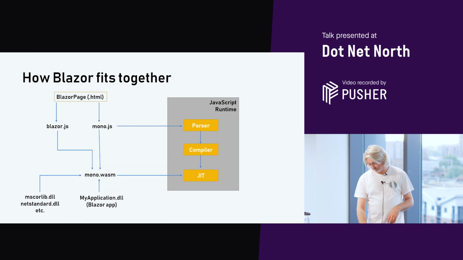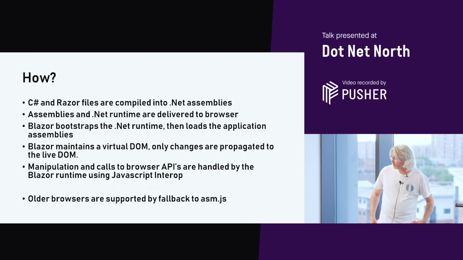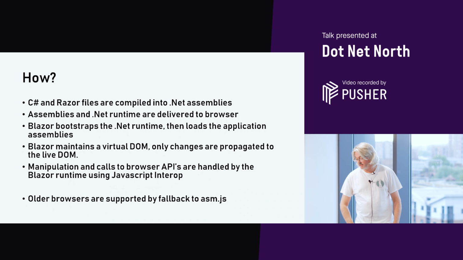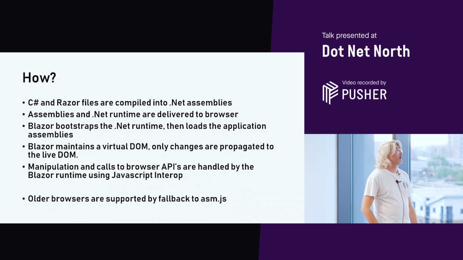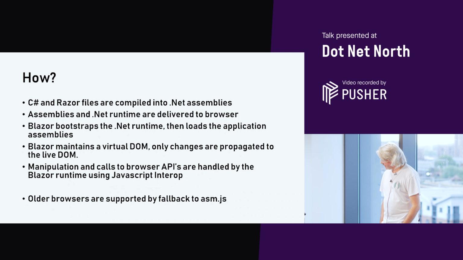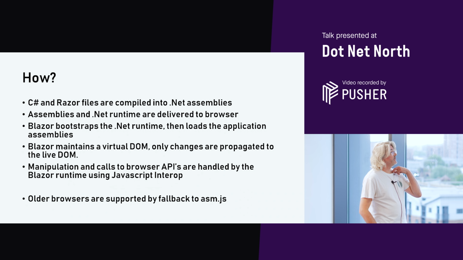So, what does my next slide say? It says this. So how does it work? The C# and the Razor files are compiled into assemblies, and the assemblies are then delivered to the browser. The Blazor bit bootstraps the runtime, and then Blazor maintains a virtual DOM. When you make changes to the virtual DOM, only the changes are propagated to the live browser DOM.